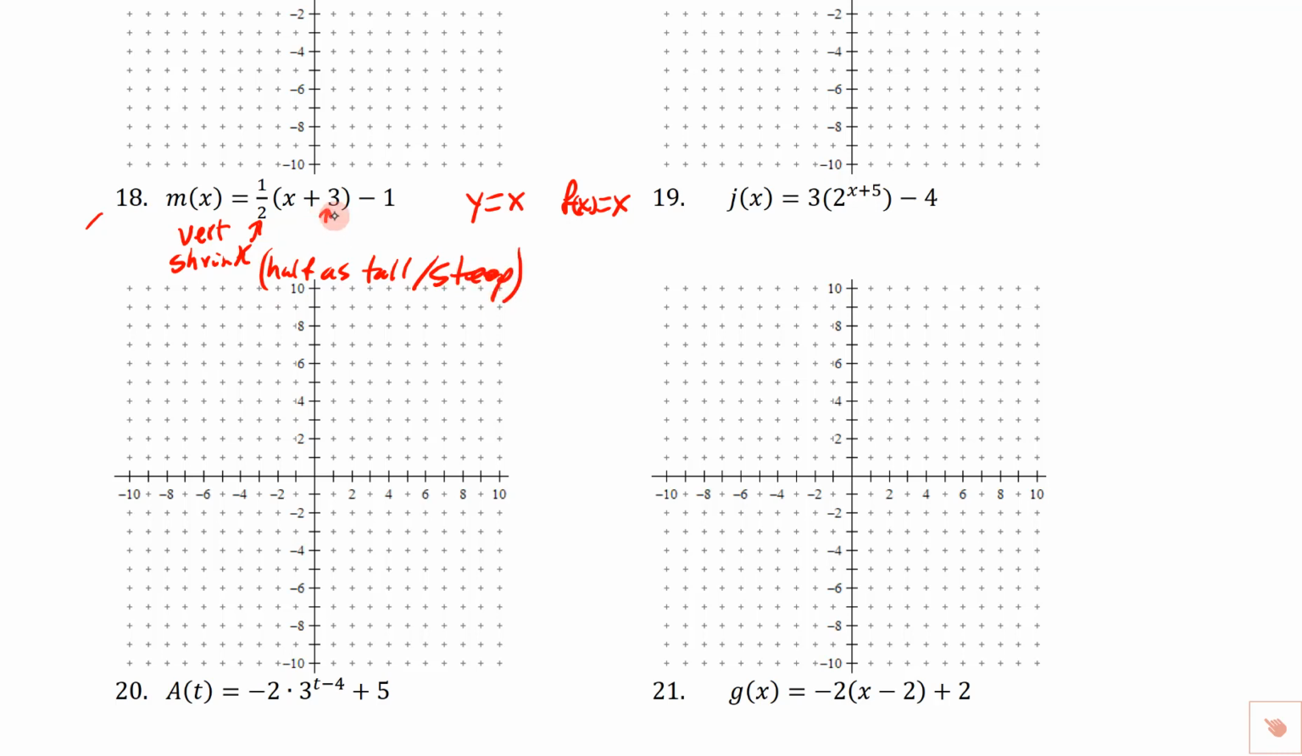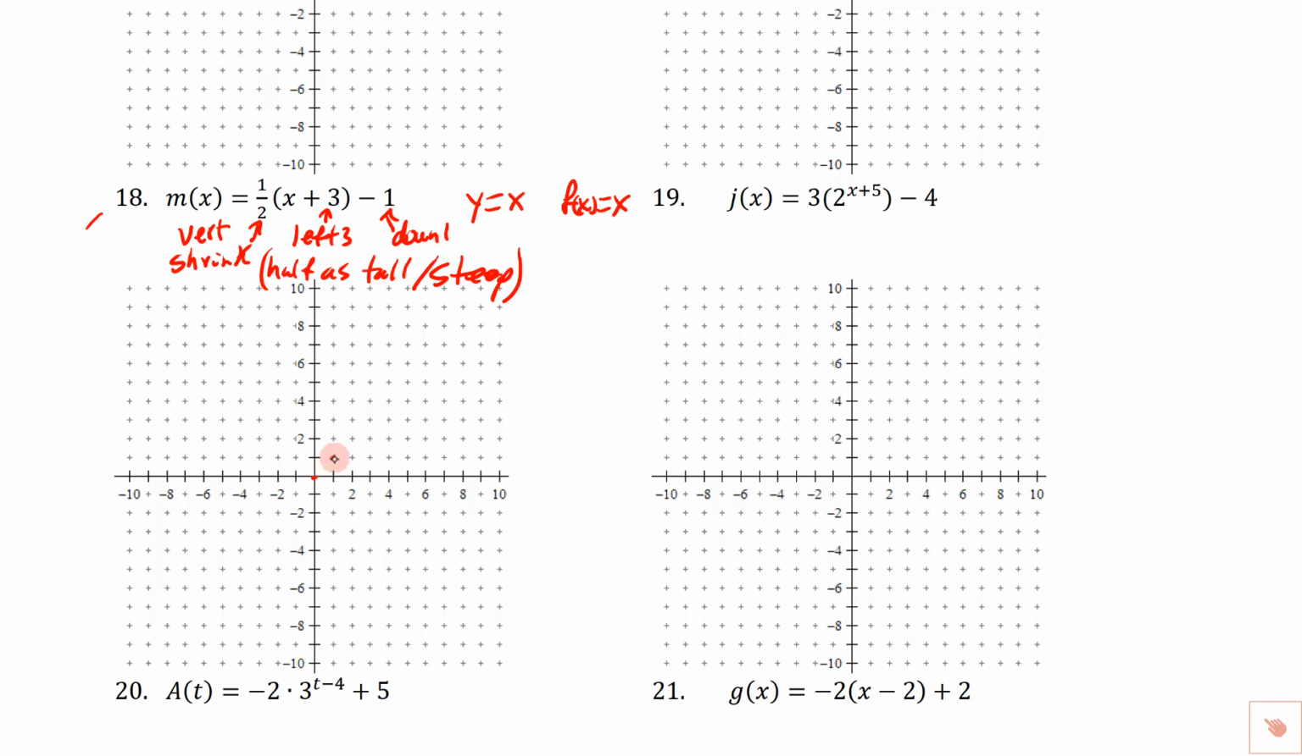The plus 3 with the x, remember, if you change it before it makes the shape, if you're changing inside the parentheses there, it actually moves it in the opposite direction. So this is going to move it to the left 3 units. And this is a vertical change because it's outside the parentheses. This is actually going to move it down 1.